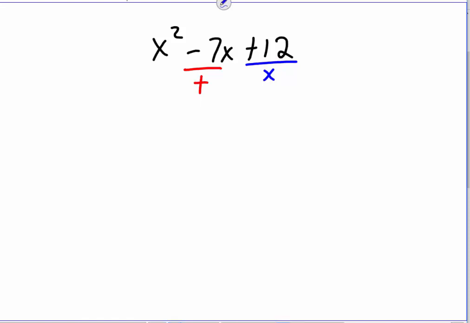So I'm going to write 12 down over here, and I'm going to write down everything that multiplies to 12. The big one that people forget is 1 times 12. Then 2 times 6, and then 3 times 4, and that's it. But I need them to add up to a negative 7.